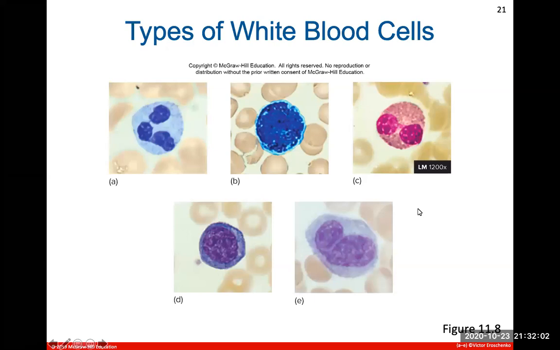And this is a look at the 5 types of leukocytes under a microscope. And the monocytes, so these ones on the bottom are the agranulocytes. So they don't have the granules in them, as you can see in these top 3. And these are just going over neutrophils, eosinophils, basophils, monocytes, and lymphocytes.